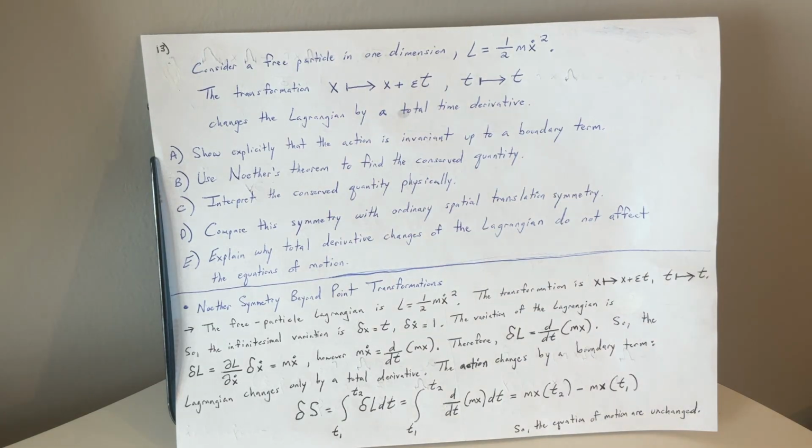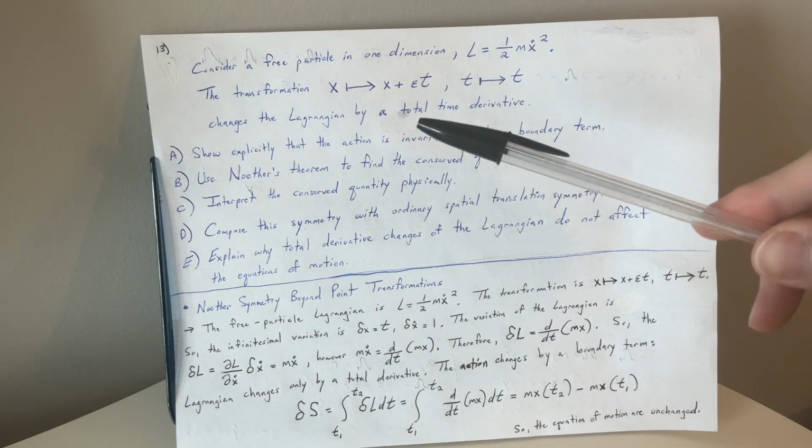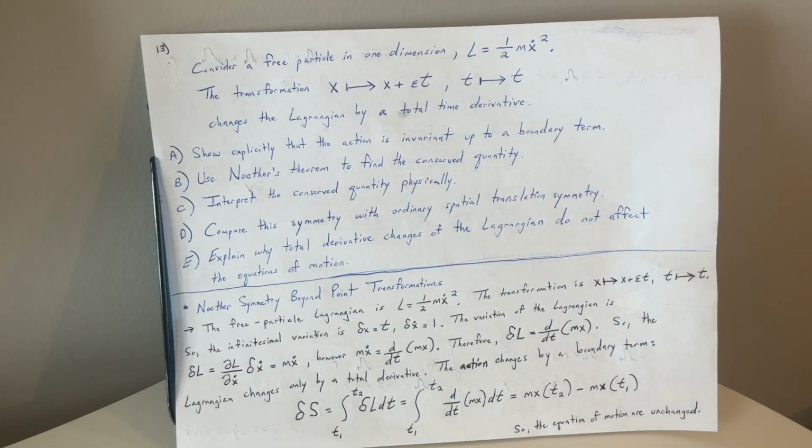We have problem number 13 in the advanced classical mechanics practice final exam. Let's consider a free particle in one dimension where L is 1/2 m x dot squared, and the transformation x maps to x plus epsilon t, and t maps to t, changes the Lagrangian by a total time derivative.